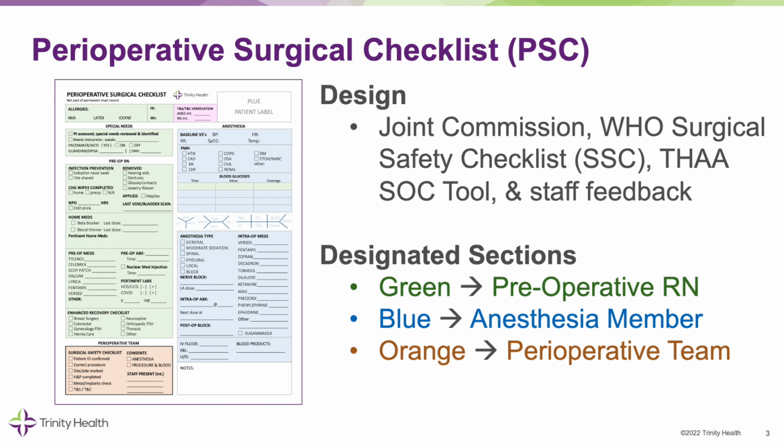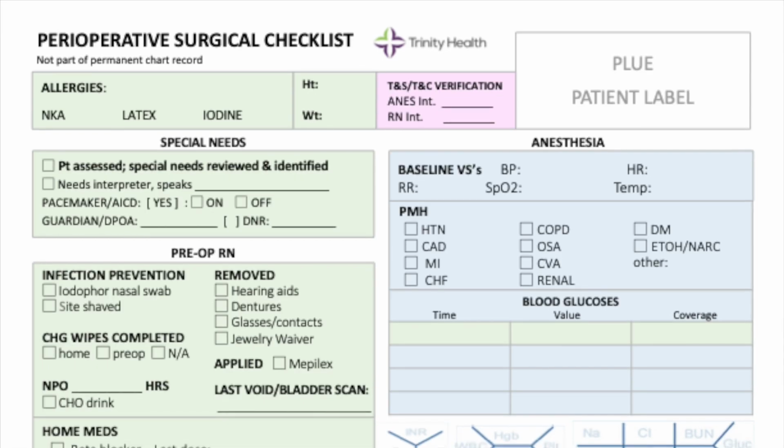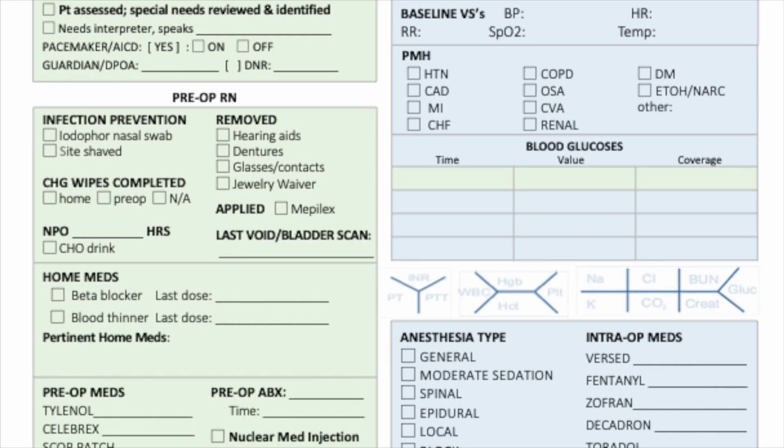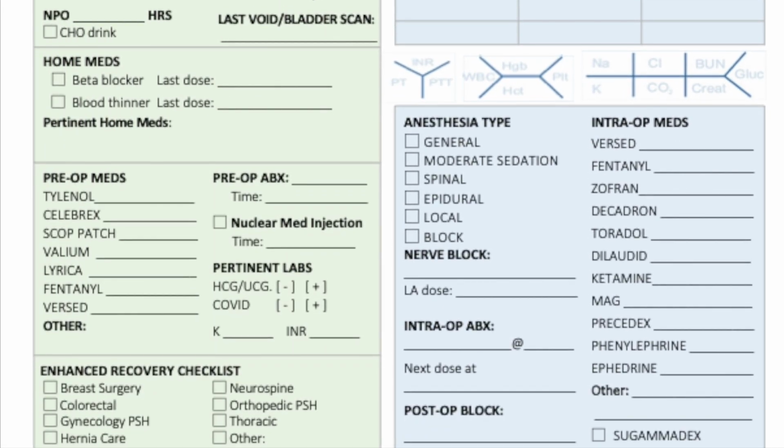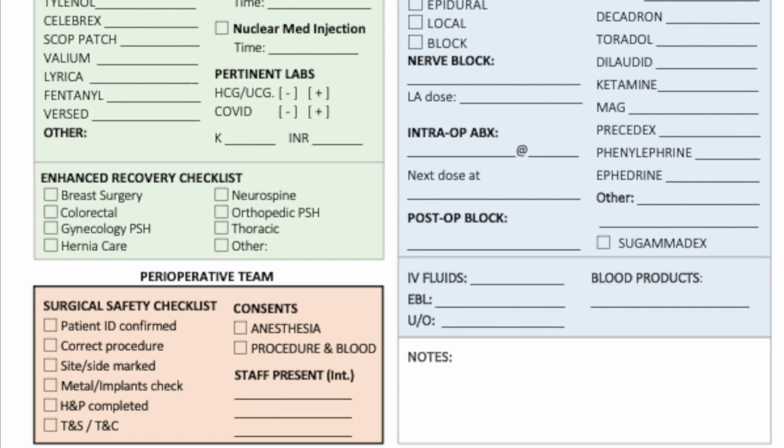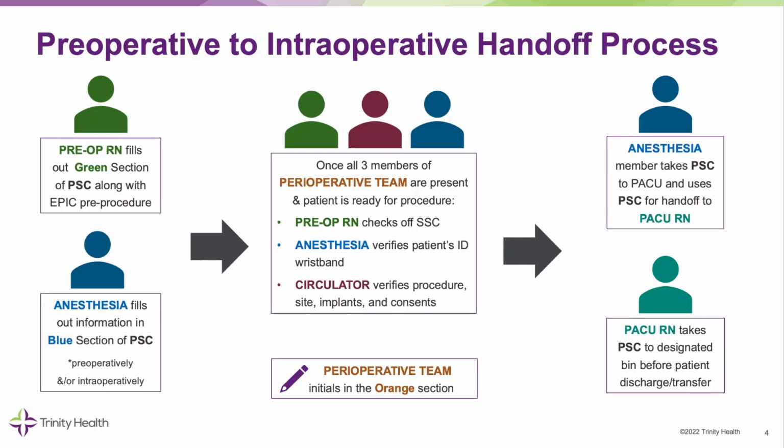As you can see, there are 3 designated sections which are color-coded by role. Green represents the preoperative nurse, blue represents the anesthesia team member, and orange represents the entire perioperative team. This flowchart depicts the sequence of the preoperative to intraoperative handoff process and roles. In the following portions of the video, each part of the process will be described and highlighted in more detail.